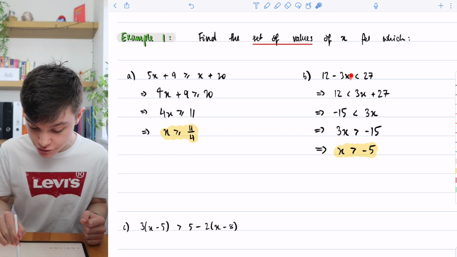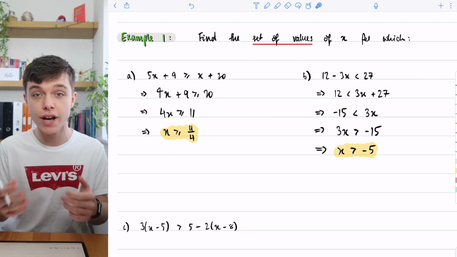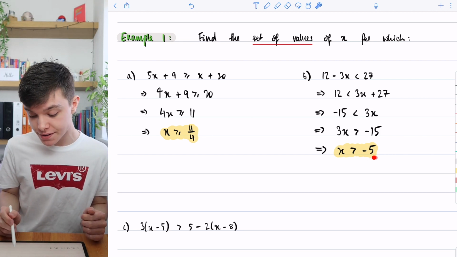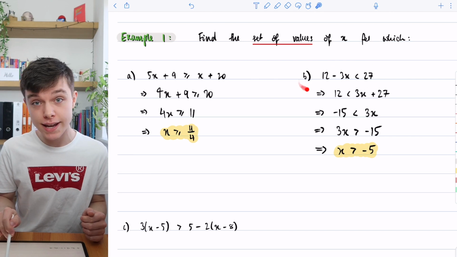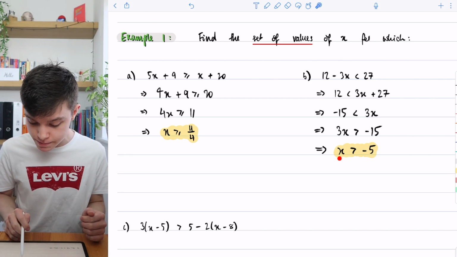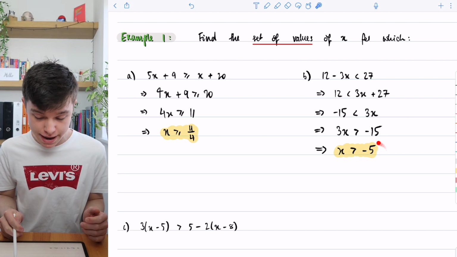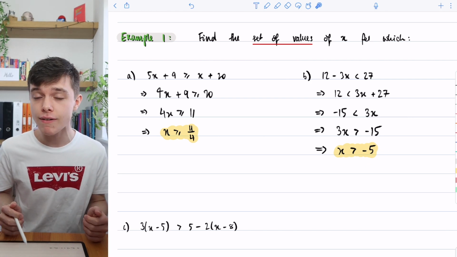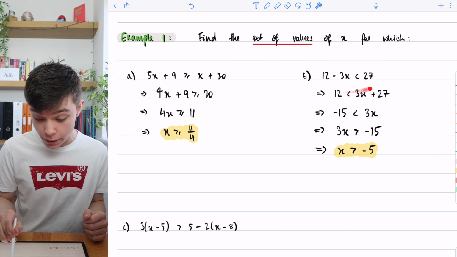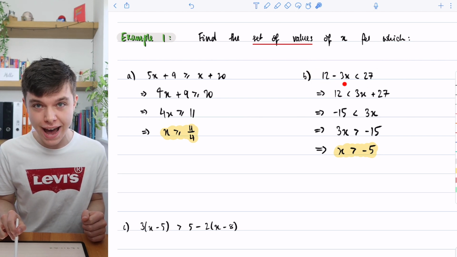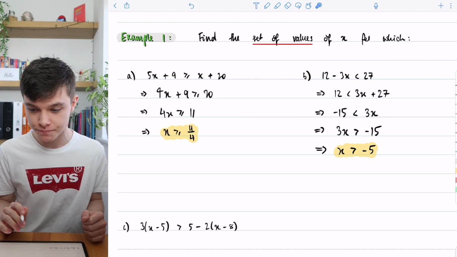That makes 12 minus 3x less than 27. And check it. If you put minus 6 into there, this inequality will not hold, because minus 6 is not greater than minus 5. But if you put in maybe minus 4, or if you put in 10, or anything greater than minus 5, we will know that 12 minus 3x will be less than 27.